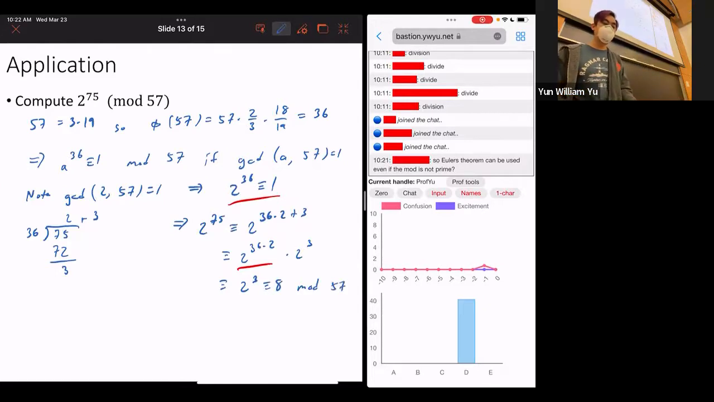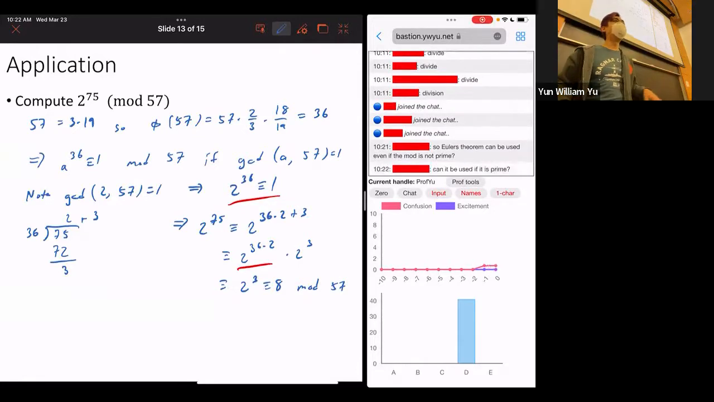So Euler's theorem can be used even if the mod is not prime. Yes, exactly. That's the whole point of it. So Euler's theorem always works. Euler's theorem works so long as your number a and n are relatively prime. So even if n isn't prime, so long as a and n are relatively prime, you can use Euler's theorem to do these faster powers.